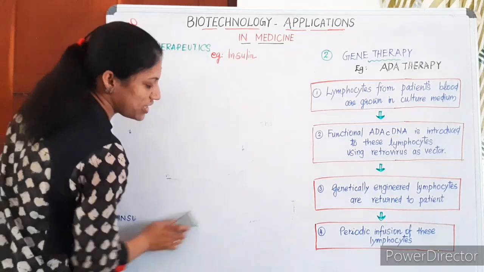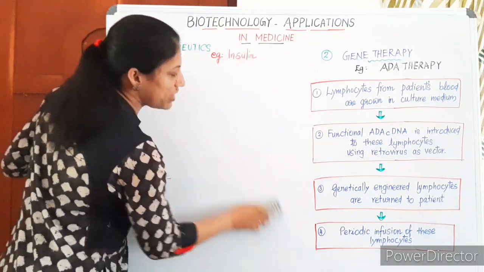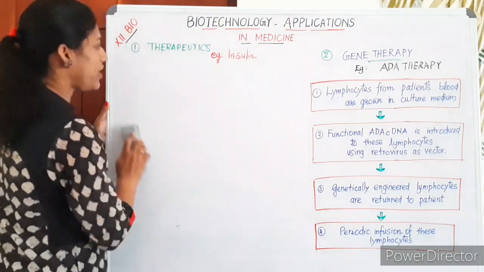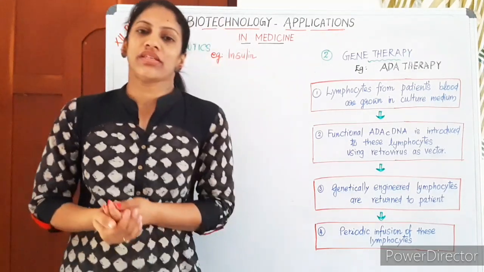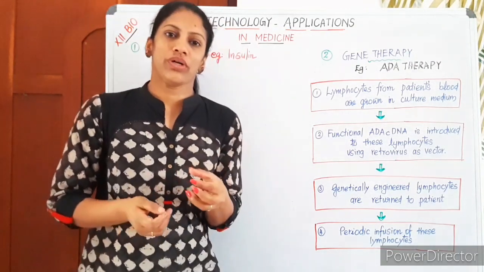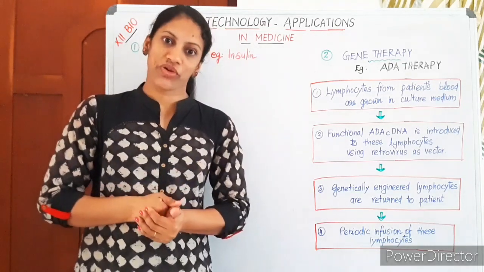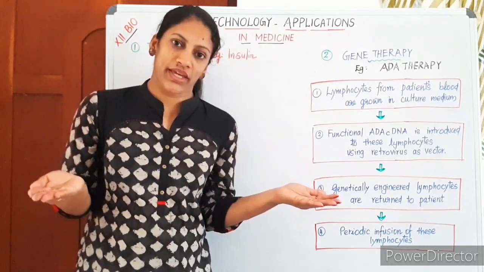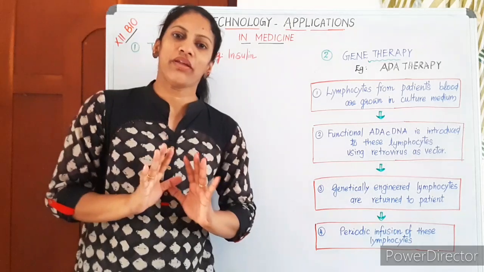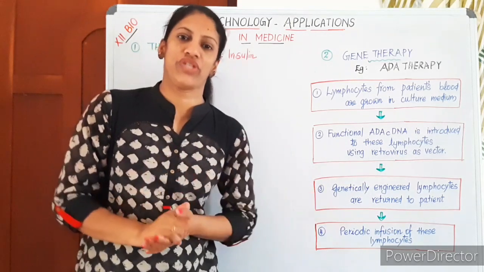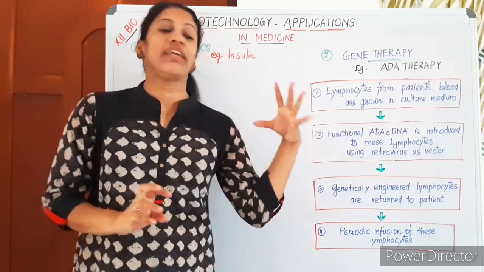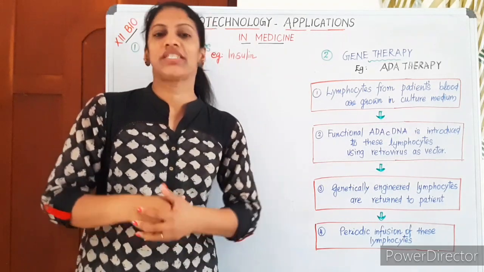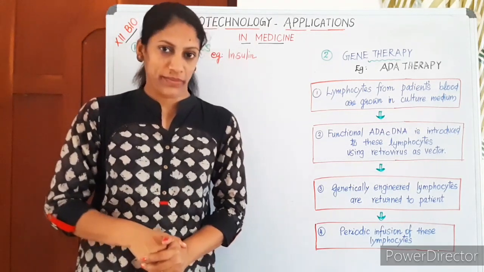What do you mean by gene therapy? What are genetic disorders? We have discussed already. Genetic disorders are disorders due to a defect in the gene. So what is gene therapy? The replacement of a defective gene by a normal gene is called gene therapy. The clear example given in the textbook is ADA gene therapy.